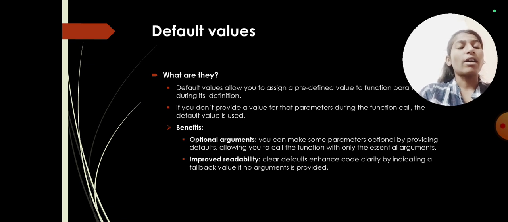For optional arguments, how can we use default values? You can make some parameters optional by providing defaults, allowing you to call the function with only the essential arguments. For improved readability, clear defaults enhance code clarity by indicating a fallback value if no argument is provided.